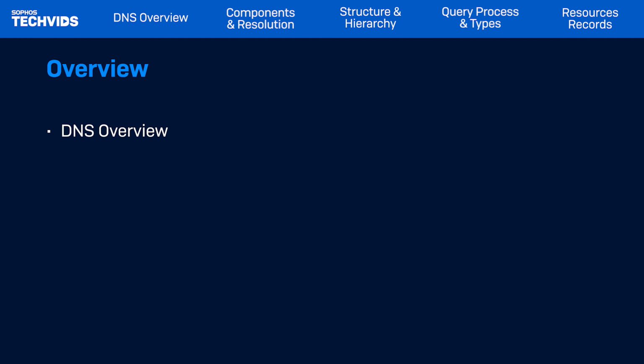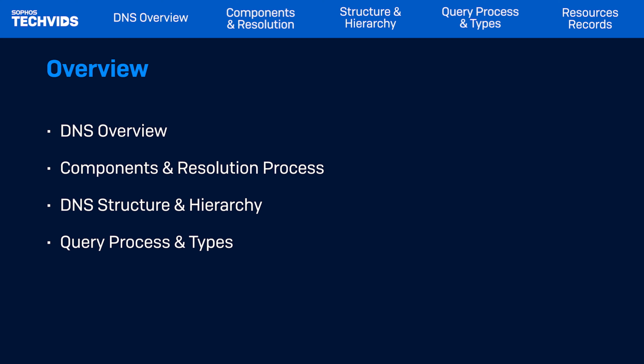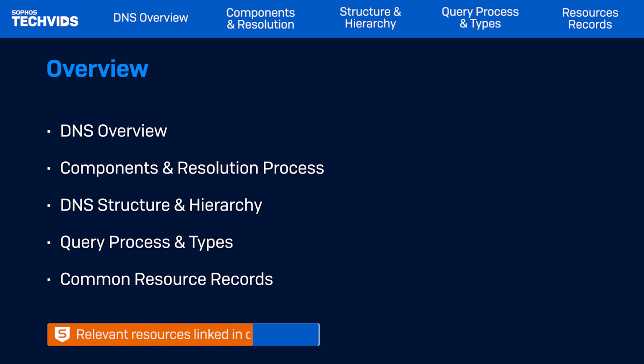Today, I'll give an overview of DNS function, illustrate the DNS components and the overall resolution process, and explain the DNS structure and hierarchy. I'll then walk you through the DNS query process and query types, including a brief discussion about DNS forwarders and time to live. And finally, I'll cover the common resource record types you'll encounter. Links to all relevant resources can be found in the description.